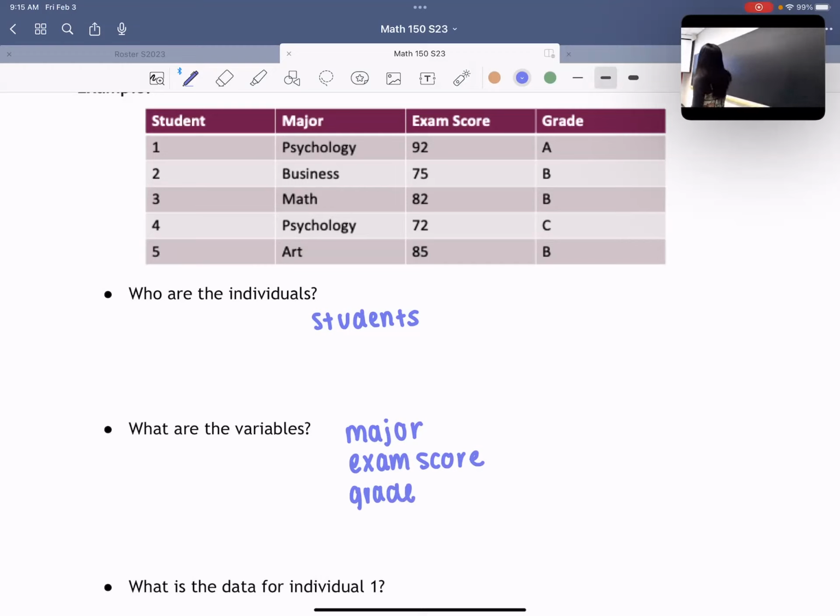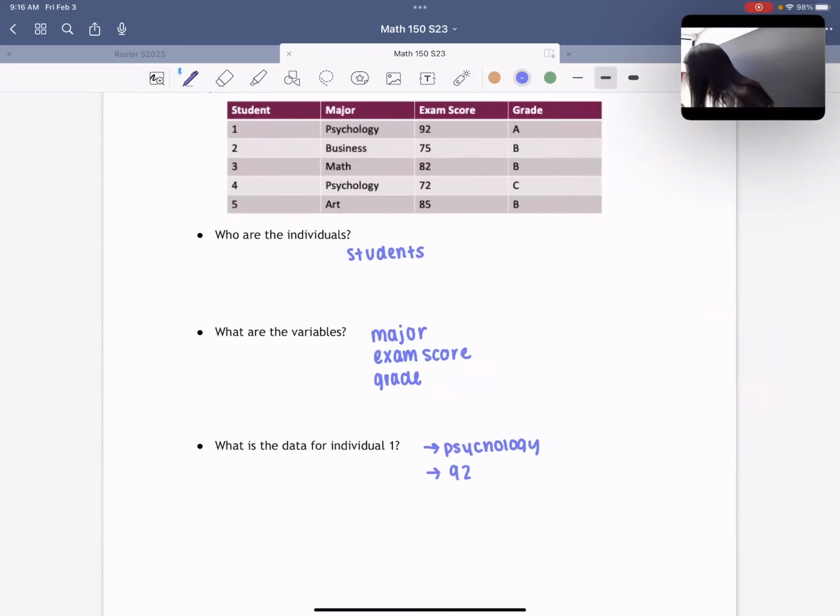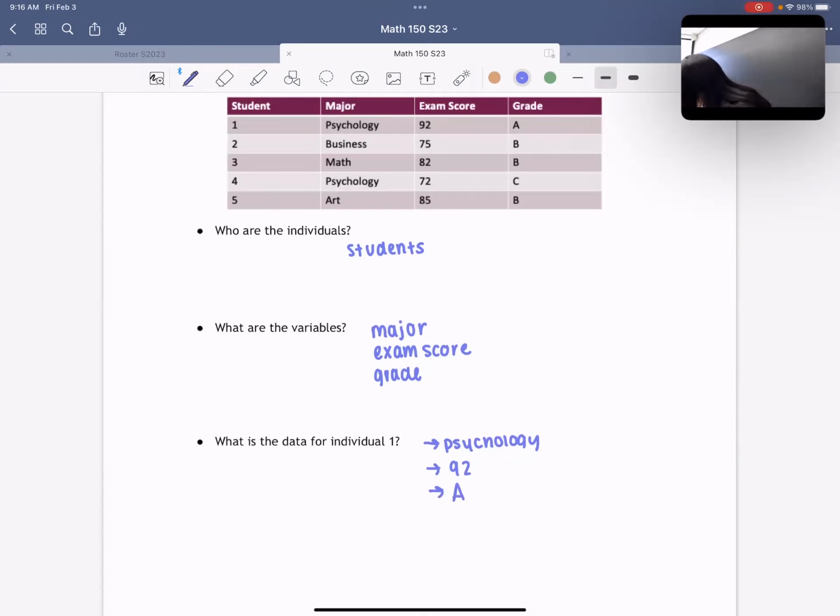Okay, let's focus on student number 1. What's the data for student 1? Perfect, a psychology major. All right, what else? Perfect, they got a 92 on their exam. And what's the last piece of data for that student? Yeah, perfect, got an A for the class. All right, that's what I like to see in this class.